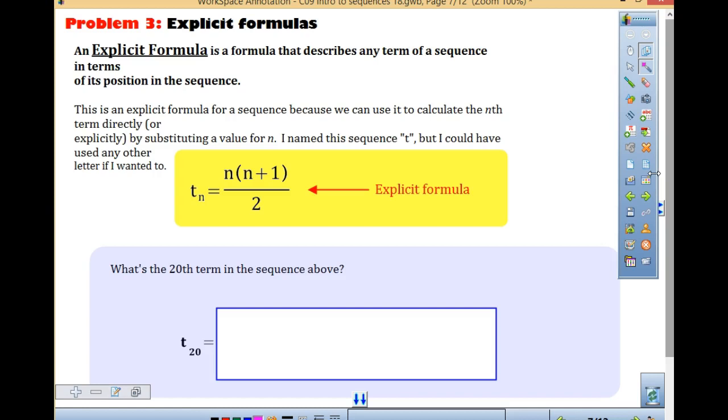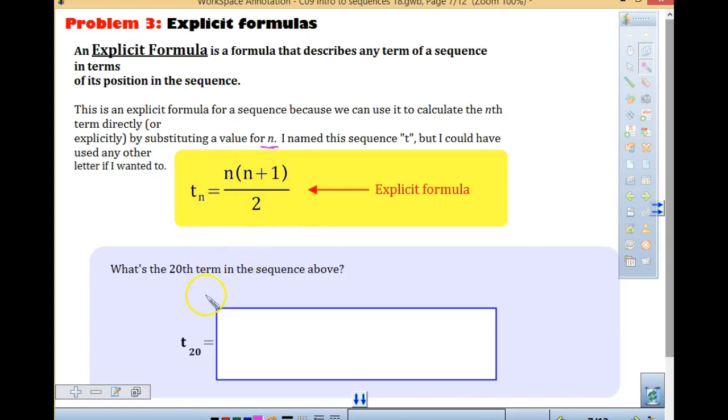An explicit formula describes any term in a sequence and its position in the sequence. Now, explicit is kind of nice because we can use it all the time. So it says this is an example of an explicit formula in a sequence, because you can use it to calculate the nth term explicitly by substituting in the value of n. It says I could use any other letter if I wanted to instead of n.